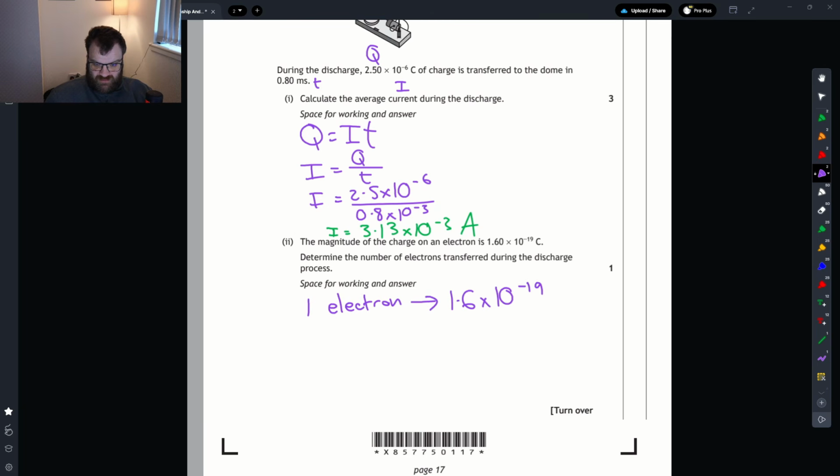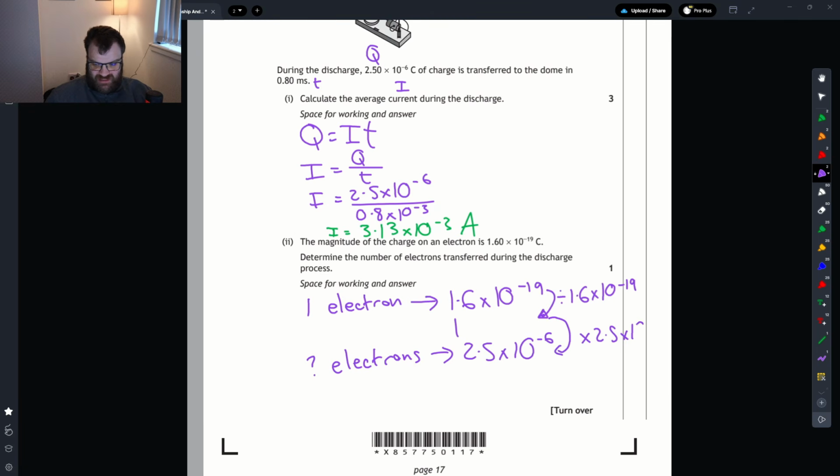And we have to work out how many electrons give the 2.5 times 10 to the minus 6 coulombs. Okay, so for any of these kinds of scaling up, scaling down, I like to go through what 1 would give us. Now, to go from any number down to 1, we can divide by that number, 1.6 times 10 to the minus 19. And then to go from 1 to any number, you times by that number.